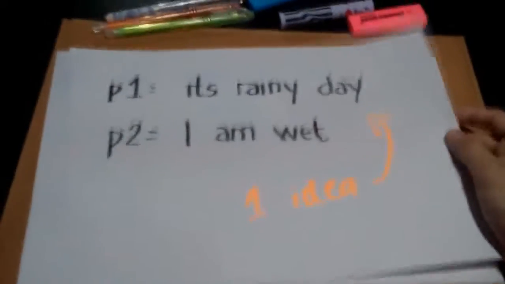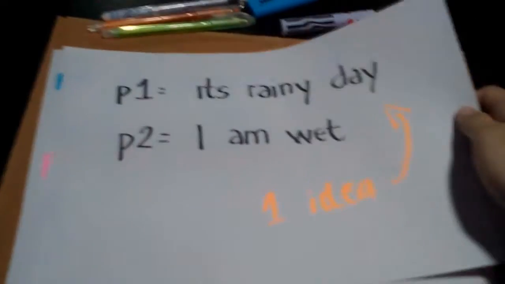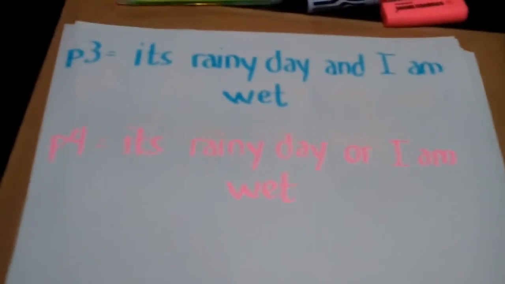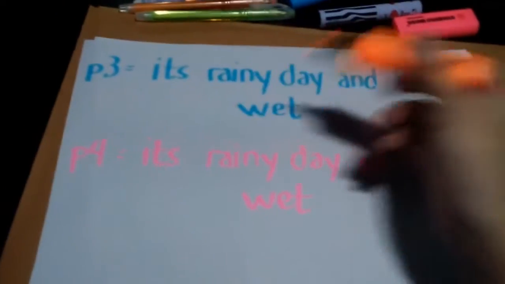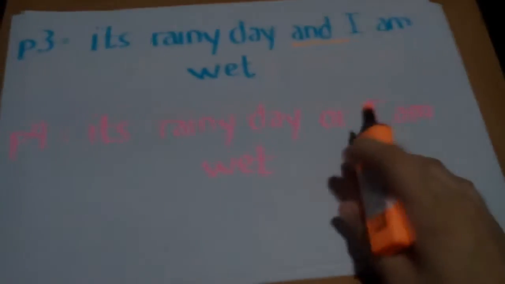Since I told you before that we can create a compound proposition using the connectives or the logical operators, we already did some examples here for compound propositions. This P sub 3 is "it's a rainy day and I am wet." I use the connector "and" to create a compound proposition using the first two statements that I mentioned a while ago. Then the next one is P sub 4, which is "it's a rainy day or I am wet."